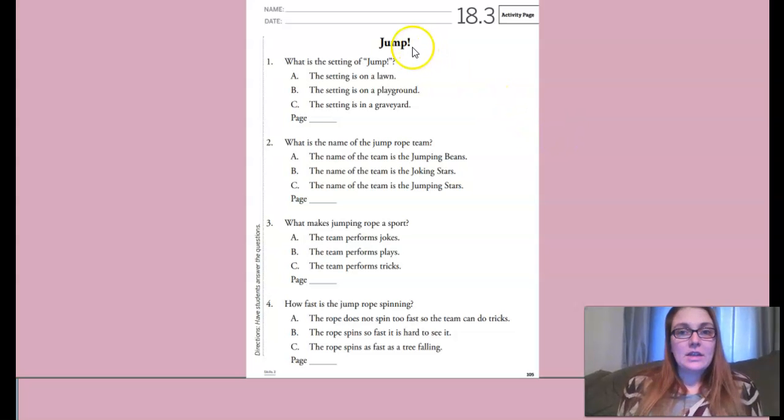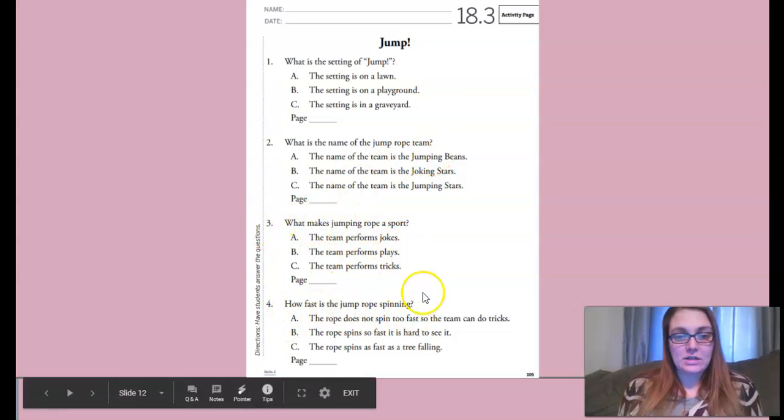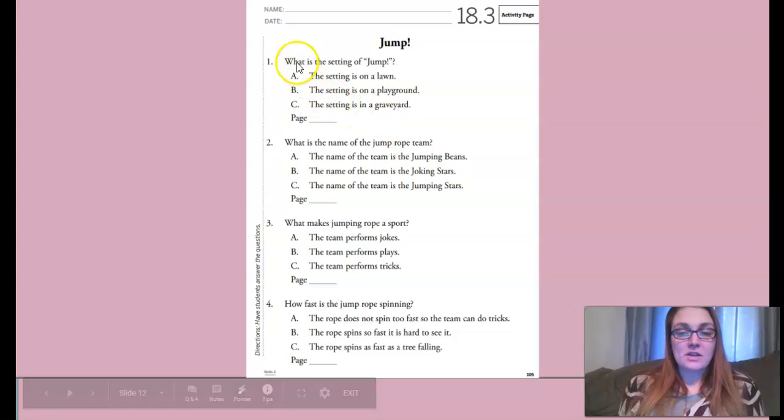All right. The next assignment is 18.3, Jump. So there's 4 questions about the story. What is the setting of Jump? What is the name of the jump rope team? What makes jumping rope a sport? And how fast is the jump rope spinning? Now that's multiple choice, so there's 3 questions to choose from.